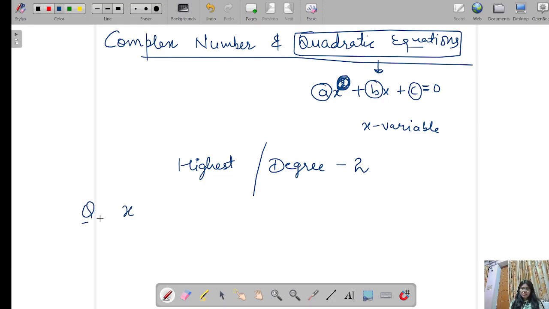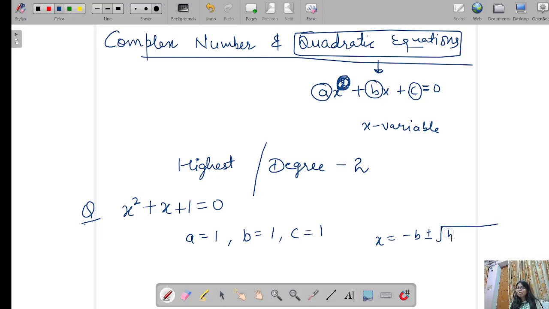I have taken this quadratic equation. In this, the coefficient of x square, basically a, is 1 and the coefficient of x, b, is also 1 and the constant term c is also 1. And I already know how to solve a quadratic equation using the discriminant rule. I know the degree is 2, the highest power is 2. In this, I will be finding two roots. And how to find the roots? Using the discriminant rule.